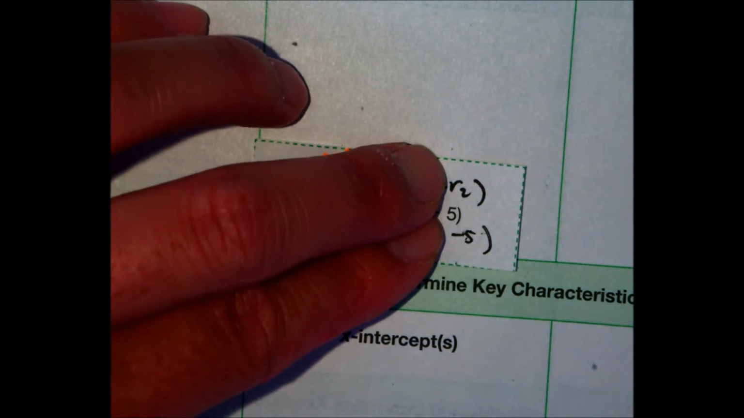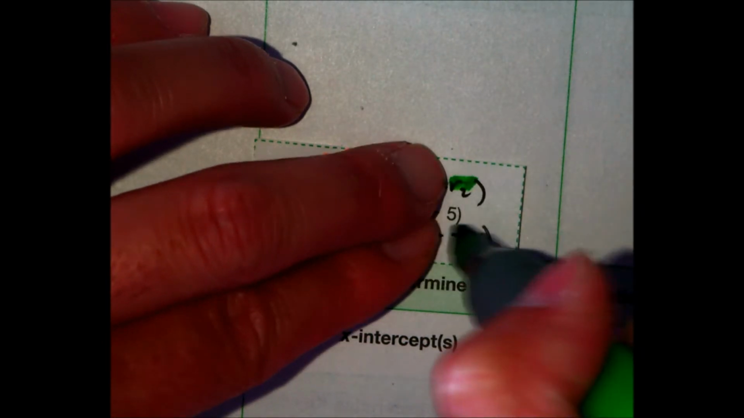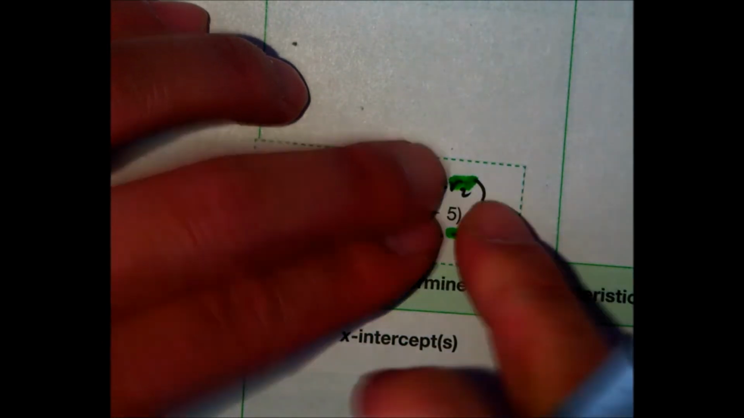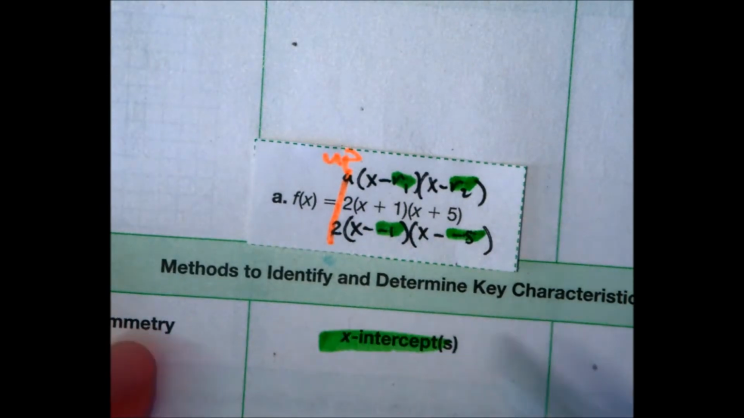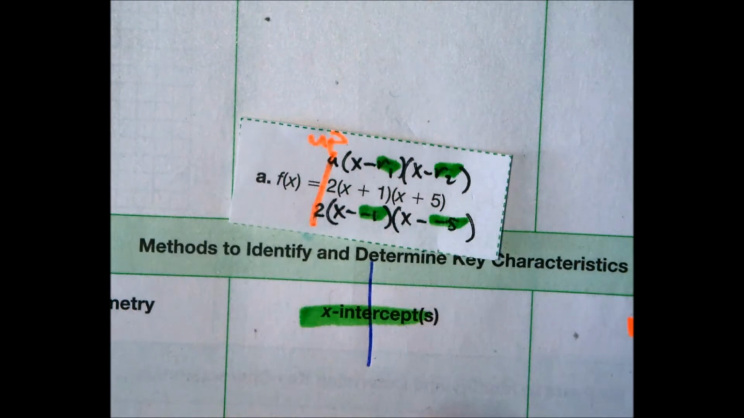So I'm going to highlight that. With my other hand, hopefully use your left, I can highlight this. Do you see it? Yeah. What does that mean? It means my x-intercepts, where it's going to cross the x-axis, are going to be at negative 1 and negative 5. Okay? So let me go through a couple of graphs and see if we can find it.